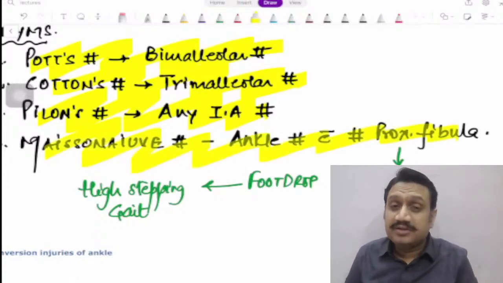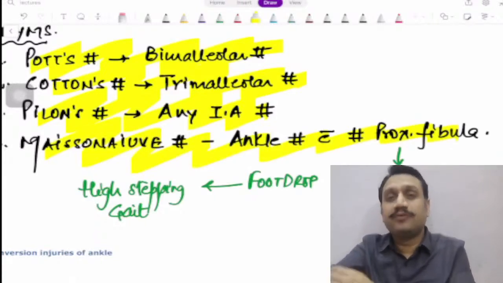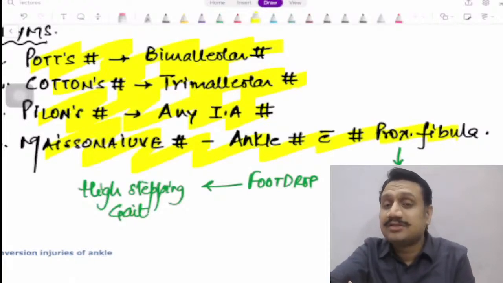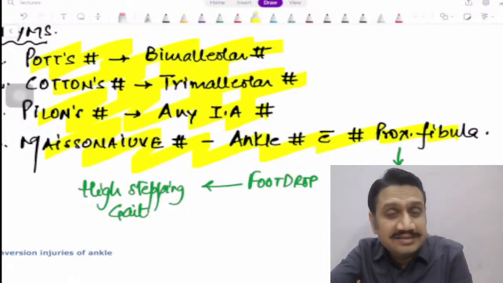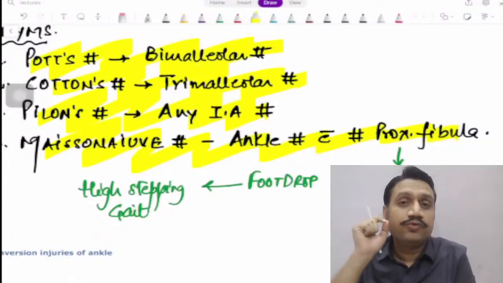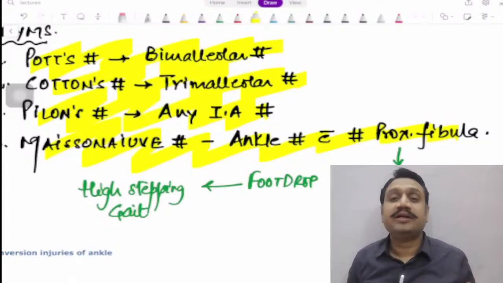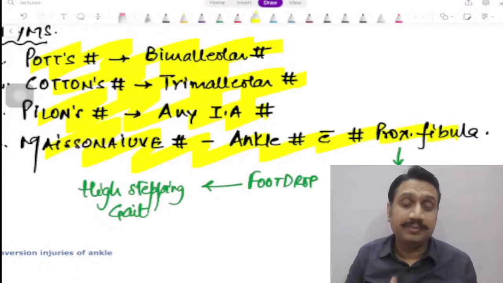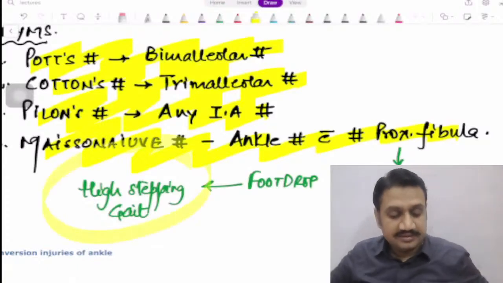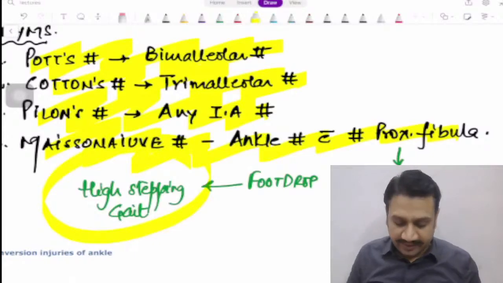Maisonneuve. Maisonneuve, it involves the proximal fibula, which can damage the common peroneal nerve. And if common peroneal is damaged, it will lead to foot drop. And foot drop, if anyone is having, the person has to walk with a high stepping gait. Right? It is leading to high stepping gait.